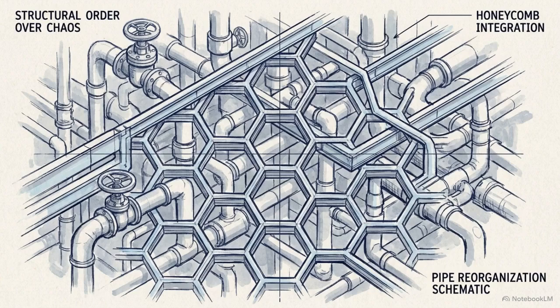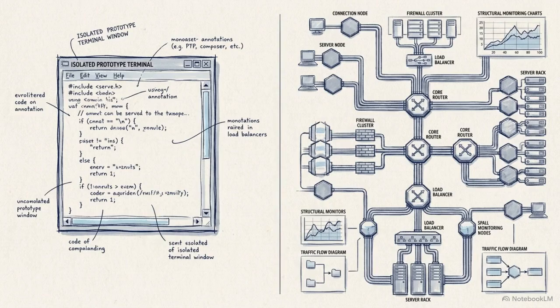MCP does not replace the API. It provides the structural framework an AI model needs to orchestrate the APIs you already have. Adopting a unified standard like MCP allows agentic systems to move from isolated prototypes into production environments.